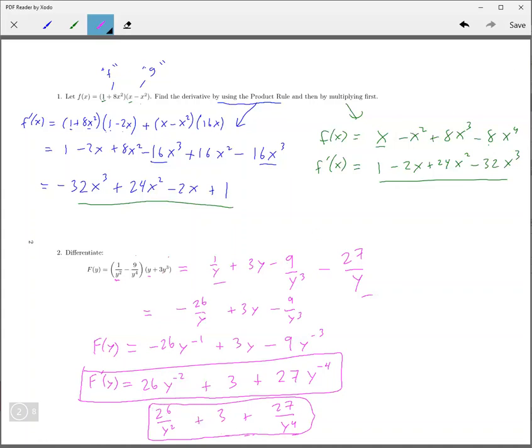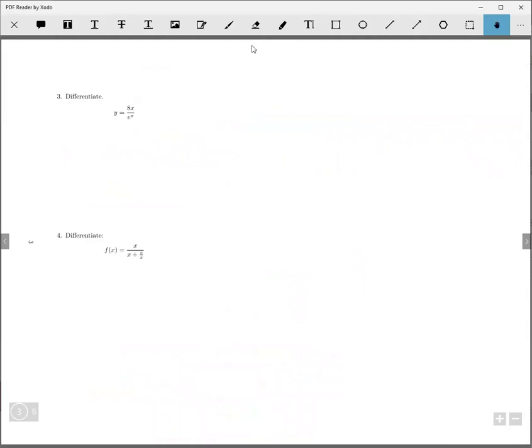Okay. Any questions on that? Okay, let's go to this problem here. So here, we have a quotient. So now we can try the quotient rule.